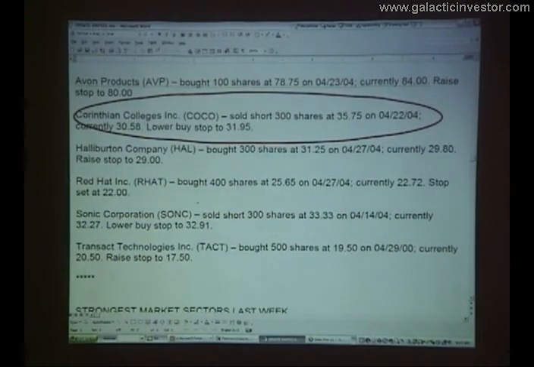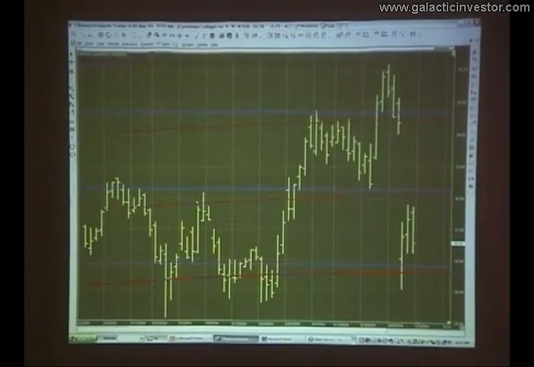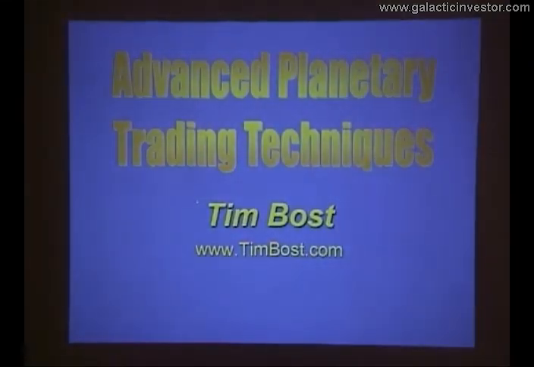Now here, we could have moved the buy stop back above this line here. But my feeling is that if it moves back above that line, it's going to really take off strongly. So I've set the stop instead at 31.95. I want to lock in the profits and get greedy, okay, on that one. So there we have our adventure in advanced planetary trading.